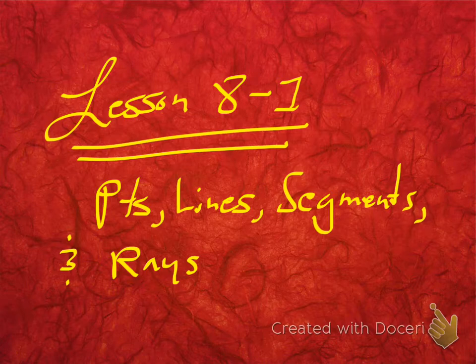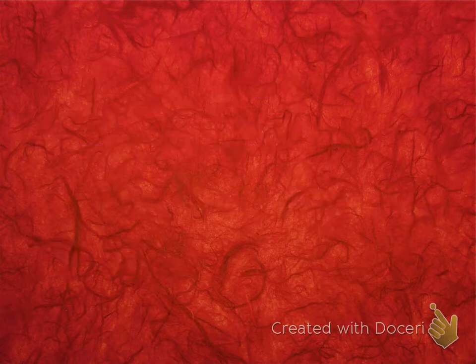And the name of the lesson is pretty much everything. It's the points, lines, segments, and rays section. And so what we're going to talk about are these four things, and we're going to talk about the definitions for them and the notation for them. So let's start with point.